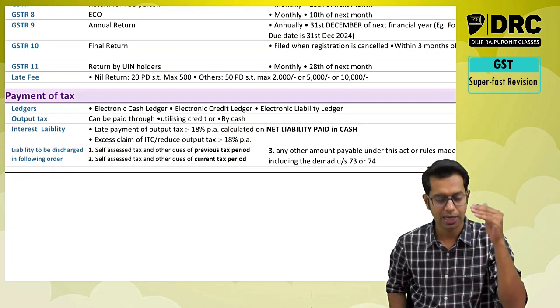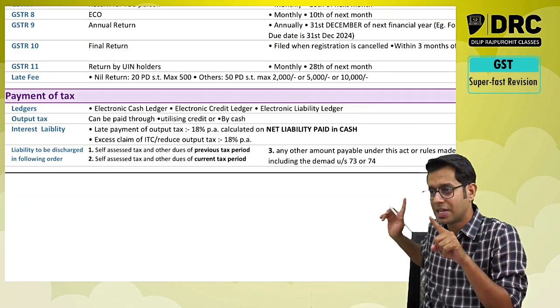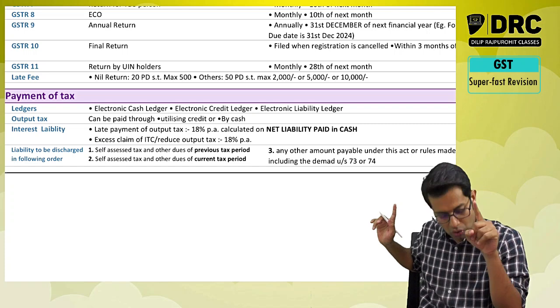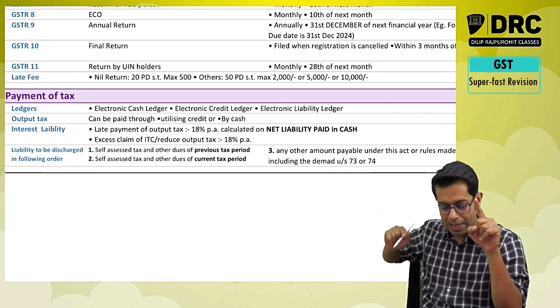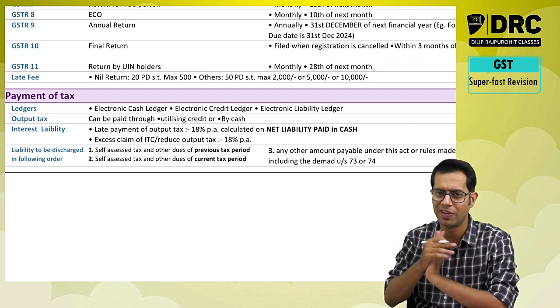Now, how do I discharge the liabilities? The liabilities are required to be discharged in the following manner. First, pay the self-assessed tax and other dues of previous tax period. Then pay the self-assessed tax and other dues of current tax period. Then pay any other dues under GST law, including the dues of section 73 and 74.